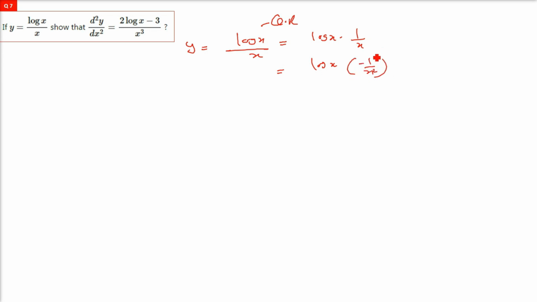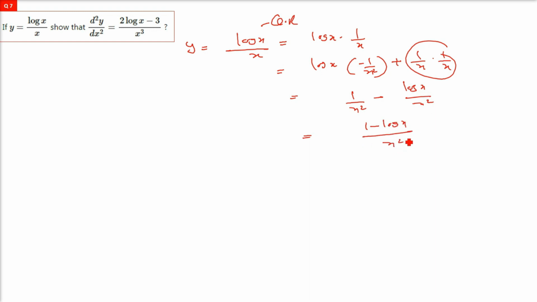Log x, and the differentiation of 1 by x is negative 1 by x square, plus 1 by x. Now log x will be 1 by x differentiation. So this is 1 by x and 1 by x, which will be 1 by x square. Now the minus sign, it will be log x by x square. Now you can take x square in the denominator common. 1 minus log x divided by x square is your dy by dx.